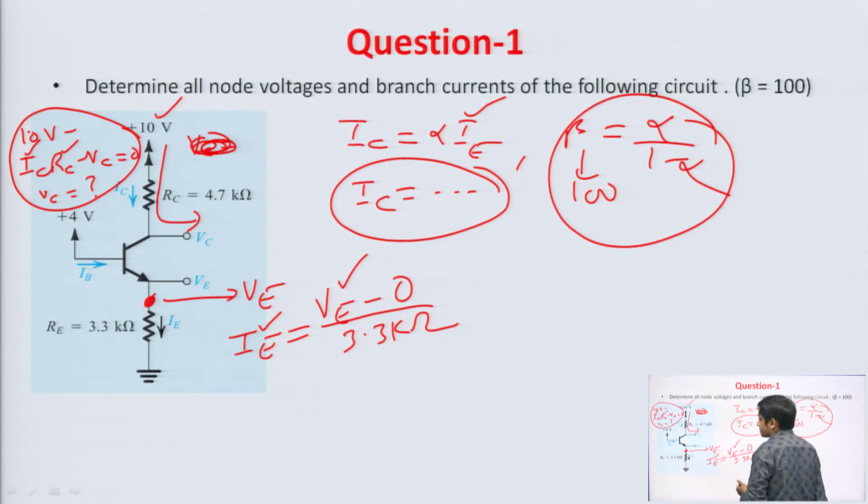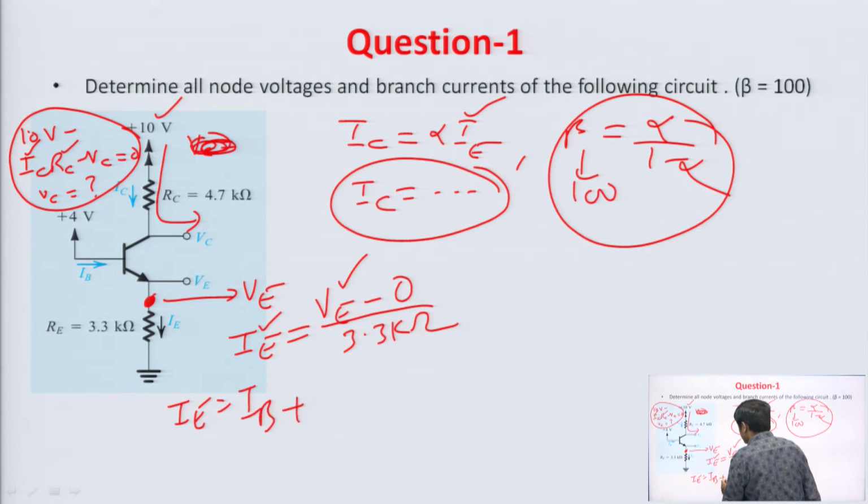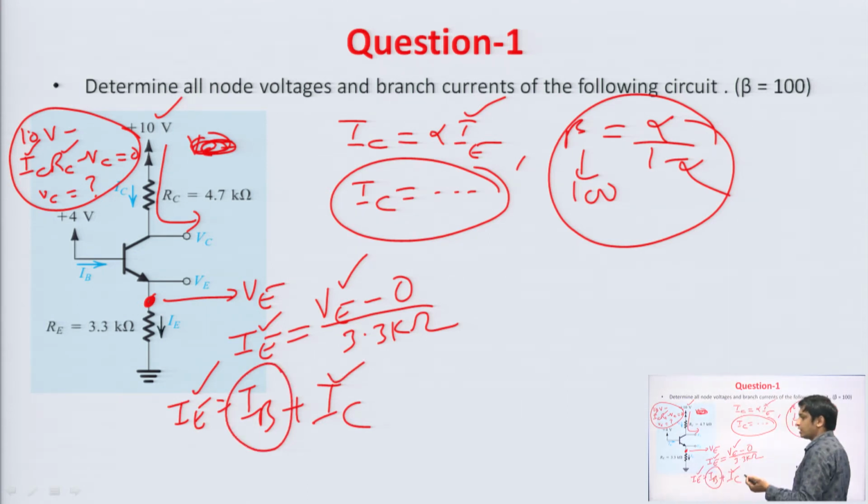Now, what is the base current? Base current you can calculate from this relation: emitter current is equal to base current plus collector current. Emitter current we know, collector current we know, so we can calculate the base current. Or we can also calculate the base current with the help of IE and beta, that IB is equal to IE upon beta plus 1.